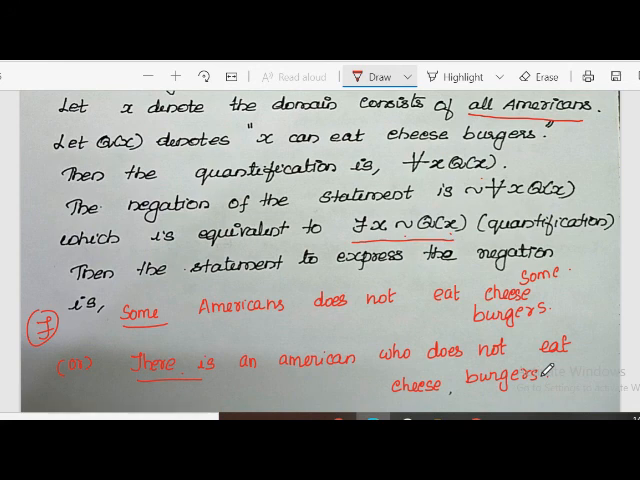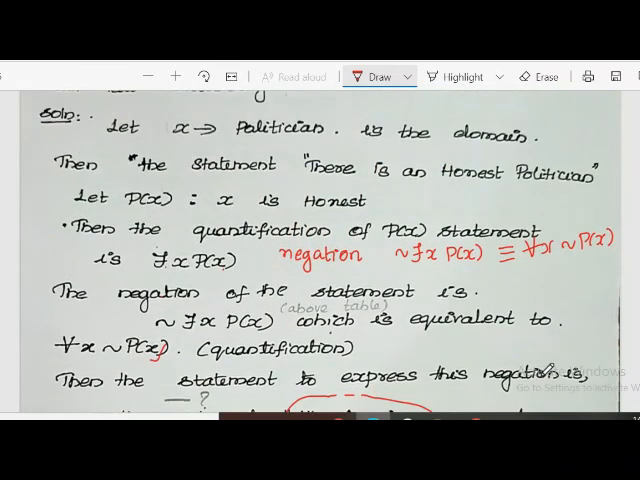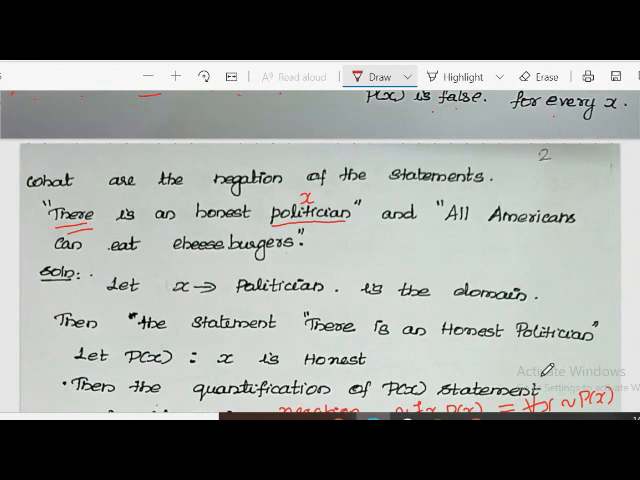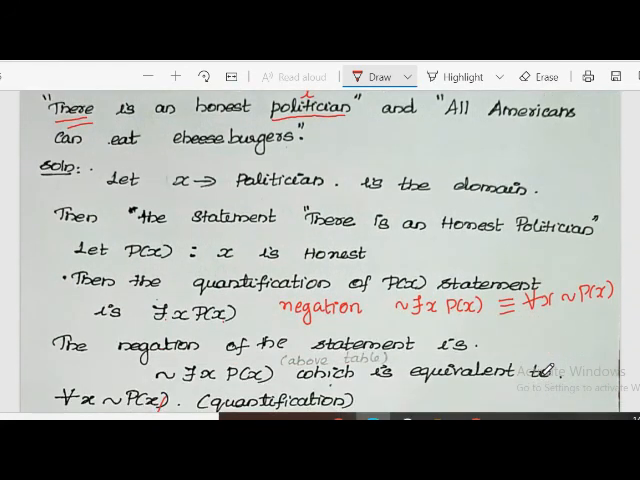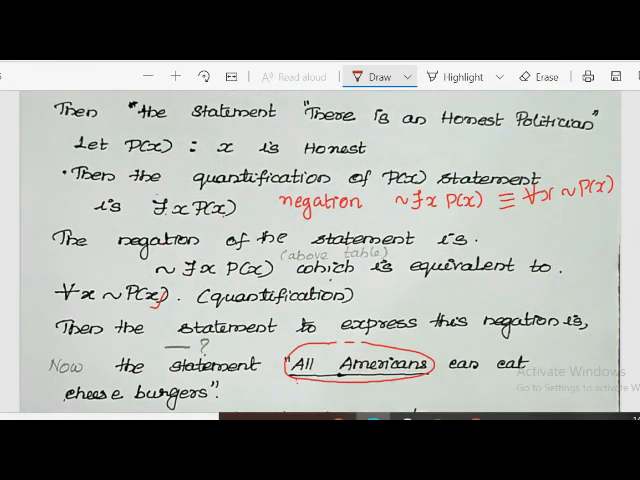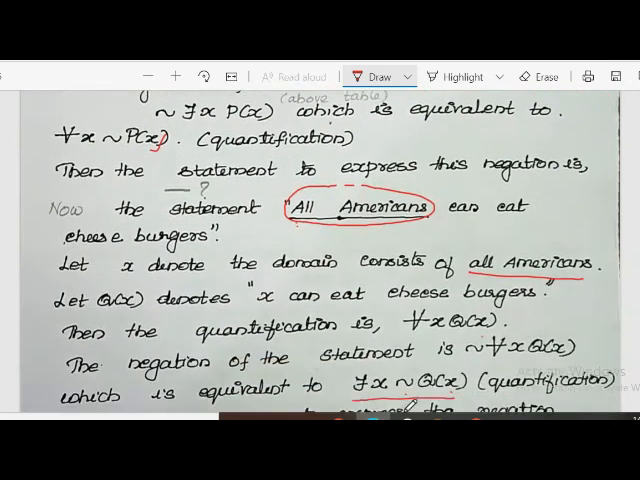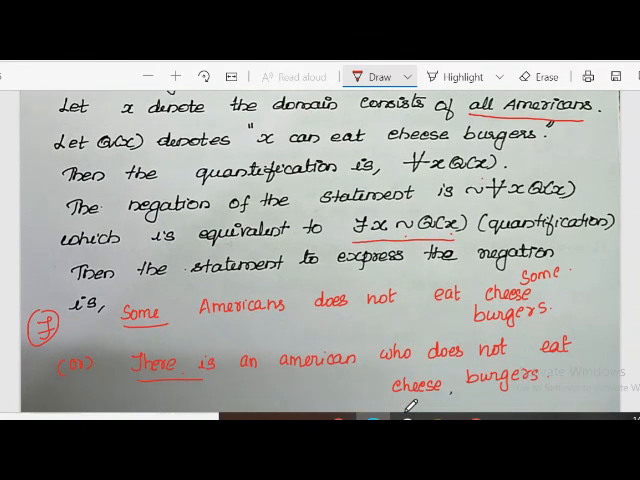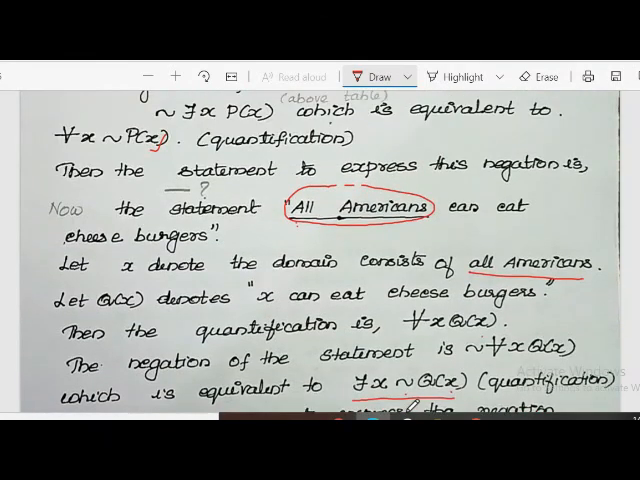So I think you are clear with this example. First, there are two statements in this question. One is there is an honest politician, and the second statement is all Americans can eat cheeseburgers. There is an honest politician means the negation can be expressed as all politicians are not honest, every politician is dishonest, or not all politicians are honest. Now for all Americans can eat cheeseburgers, take the domain to be all Americans.